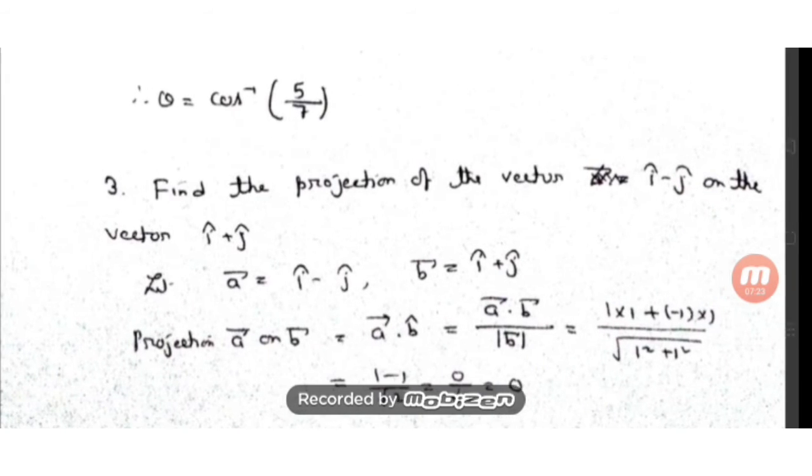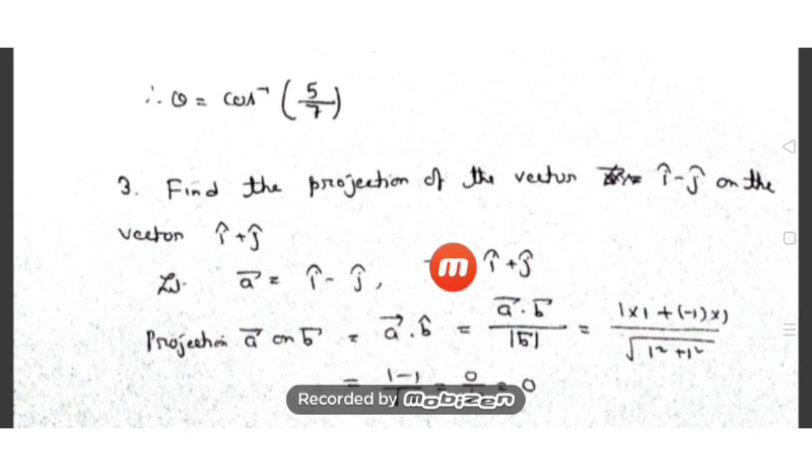After that, let us go to the next question, number 3. Your question number 3 is: find the projection of the vector i cap minus j cap on the vector i cap plus j cap. So here 2 vectors are given. You have to get the projection of this vector on this vector. So what is the formula? Hope you remember. The projection of a bar on b bar is given by a bar dot b cap. Okay, so here also I have named the vectors as a bar and b bar.